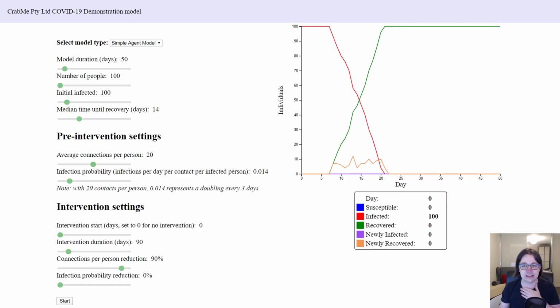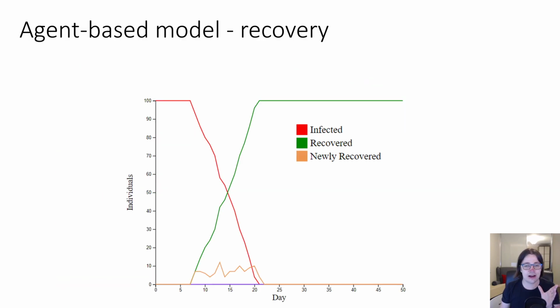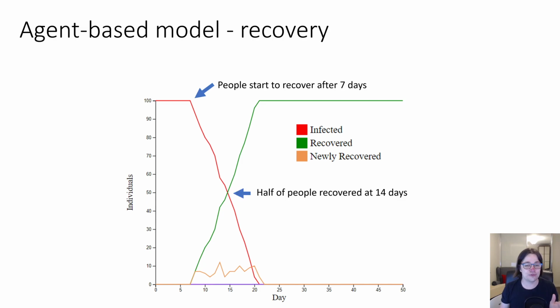The way that we did this in the COVID agent model was to set the simple agent model setting up here. Same settings with the model duration and the number of people: 50 for the model duration, the number of people set to 100, and the initial infected also 100. Same median time until recovery here. And if you look at that graph, what you'll see is a bit of a different profile. People start to recover after 7 days, the red line here of infected people. After 14 days, half of them are recovered. And then at 21 days, all of the people are recovered.